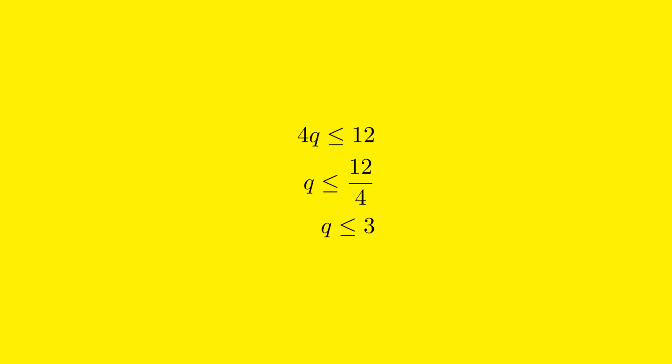This means we have solved for q. In interval notation, this solution is written as negative infinity to 3 with the 3 included. This is indicated by using a square bracket next to the 3. So the interval notation is from negative infinity to 3 square bracket. This completes our solution. In summary, the value of q that satisfies the inequality 4q minus 7 is less than or equal to 5 is any number less than or equal to 3.